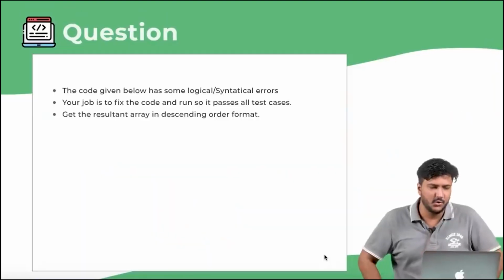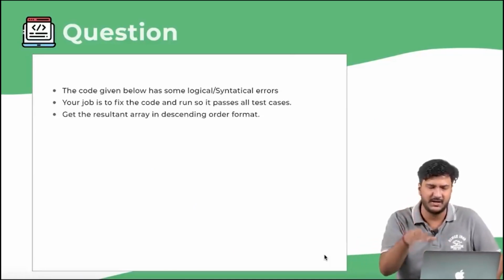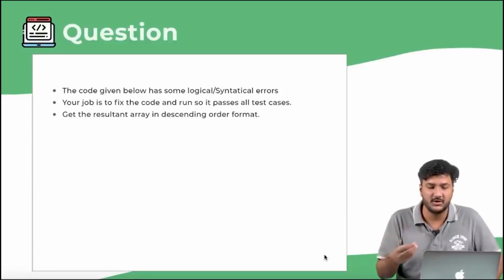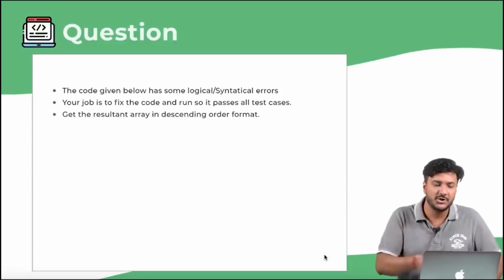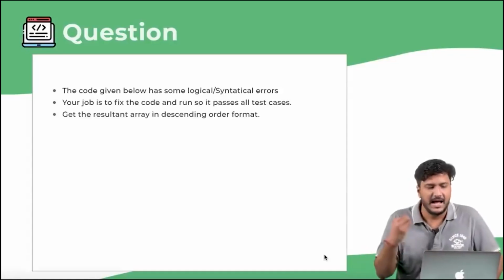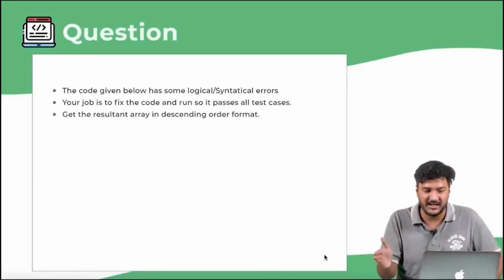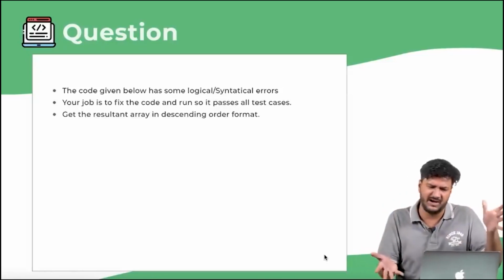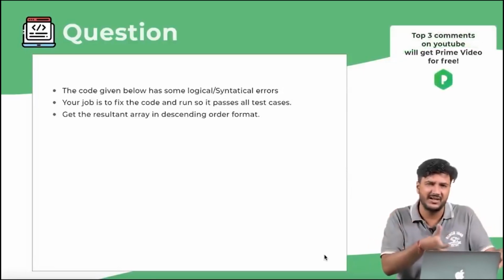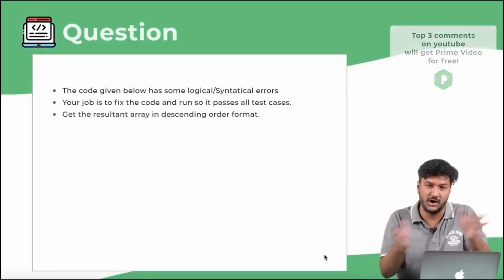So what they're saying is the code, and this is the first and only time I'll repeat that, apart from that we'll just go ahead. The code given below has some logical or syntactical error. Your job is to fix the code and run it so that it passes all the test cases, and you have to get the result. Obviously it would be a long question, but I don't want you to read a long question. Rather, I'll just give you a gist of what the long question would say.